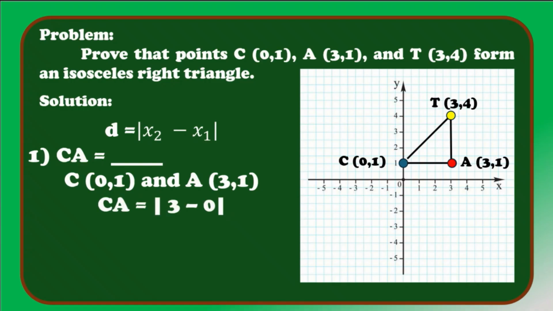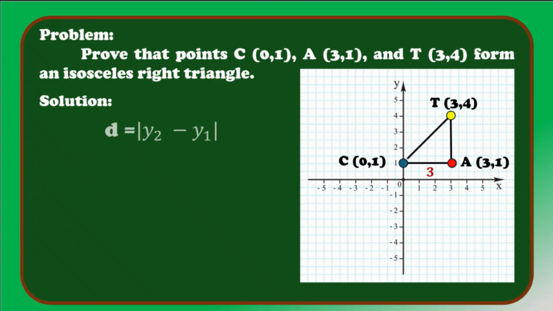Let's have the substitution process. So CA will be equal to the absolute value of the difference of 3 and 0. 3 minus 0 is equal to 3, so therefore the distance between point C and point A is equal to 3, or simply side CA is equal to 3. Now, let's proceed to number 2.